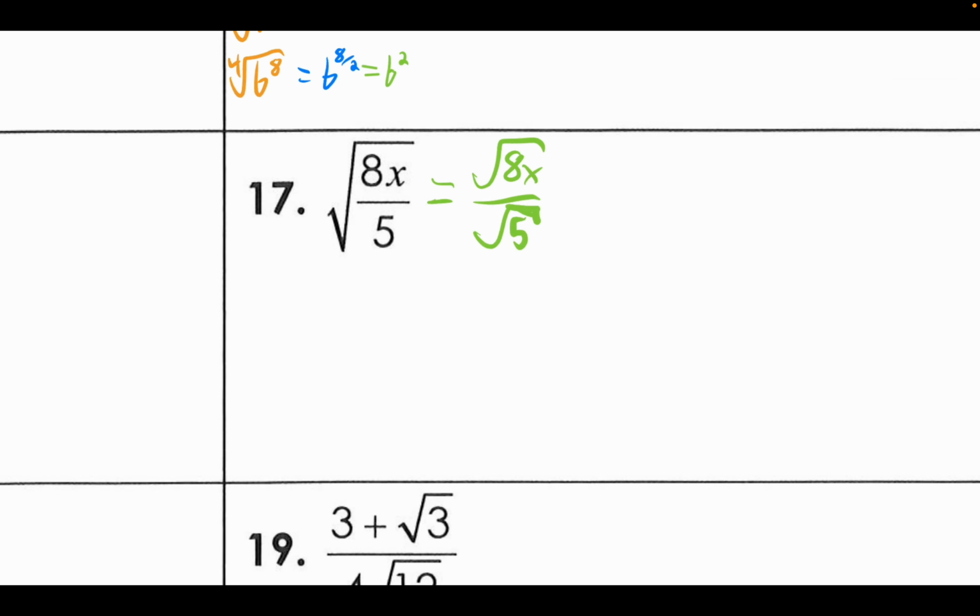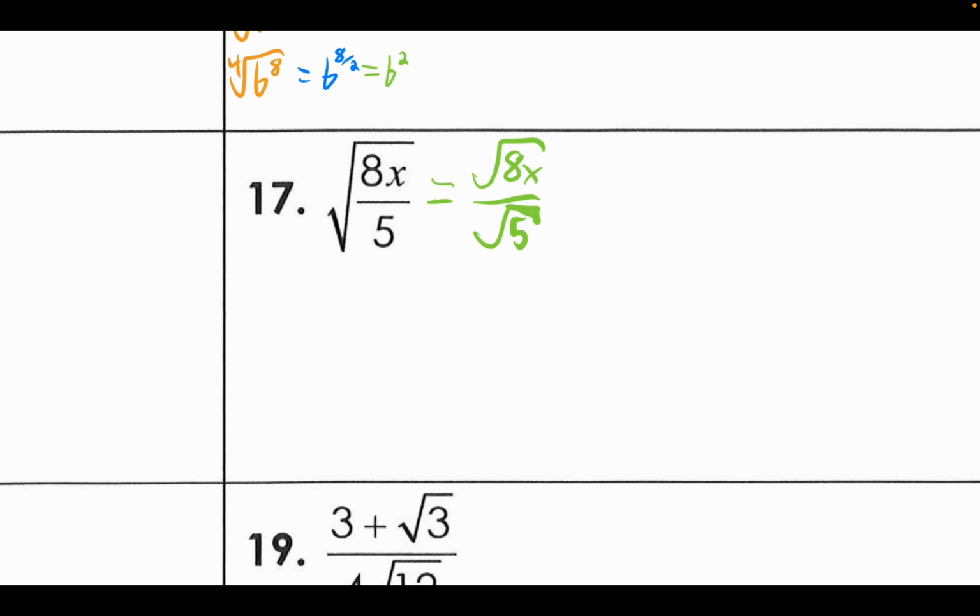That's up to you. But what I want to talk about first and foremost right now is the fact that we cannot end the problem with a radical in the denominator. We need to, quote-unquote, rationalize it, is what we call it. That's the process by which we multiply the top and the bottom by something. And here we'd multiply the top and the bottom by the square root of 5, very specifically.